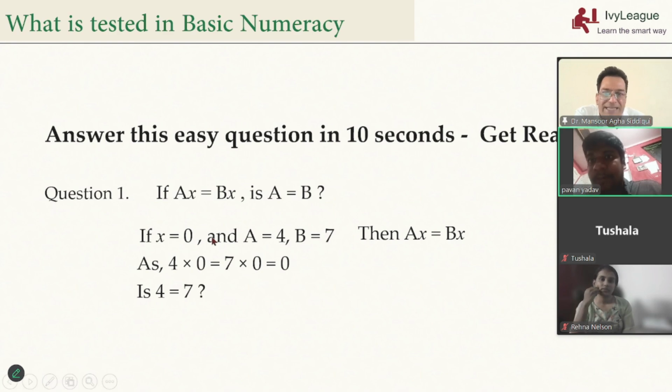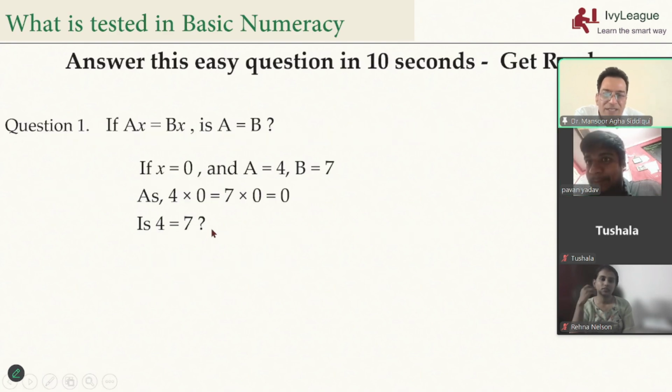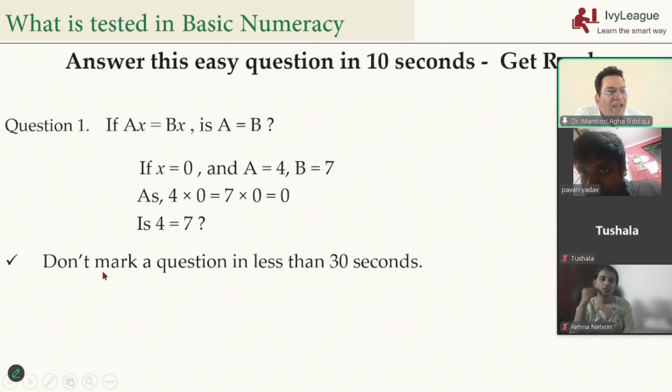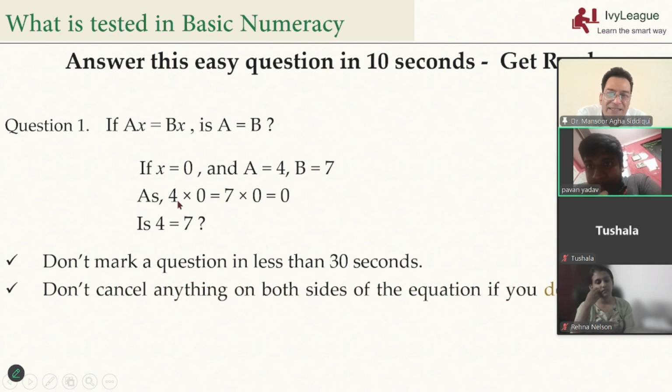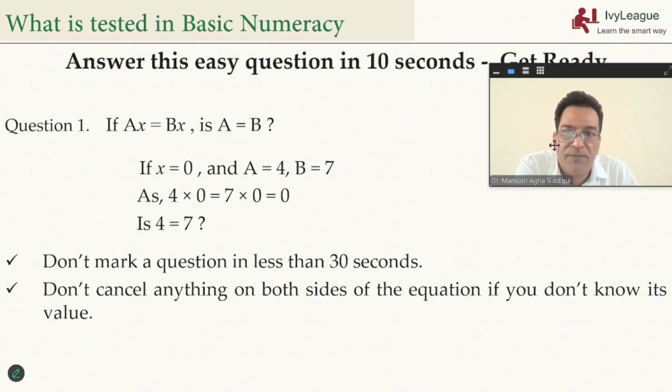So understand that when you're doing this kind of question, or any question for that matter in basic numeracy, even if you find the question super easy, never mark the answer in 30 seconds. Because questions actually have something hidden, a confusing part inside them. Always. Don't cancel anything on both sides of the equation if you do not know its value. For example, you did not know the value of x, so on both sides, you should not have cancelled it.